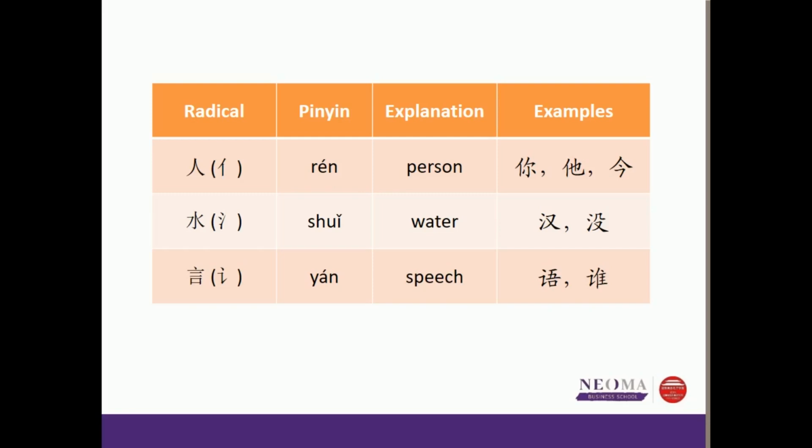The second one is 水. It has 3 dots. We call it the 3 dots of water. So if any character has this radical, it's related to water. For this one, which is Han, Han is a river. It's a major river in China in ancient times.